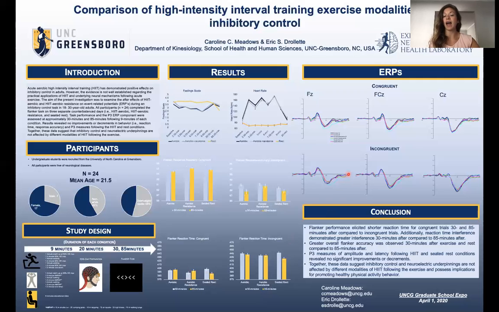And now looking at the neuroelectric results, we used the P3 ERP component, measuring amplitude and latency following HIIT and seated rest, and we see no significant improvements or decrements in these neuroelectric underpinnings. So altogether, looking at the behavioral and the neuroelectric results, the data suggest that these different HIIT modalities are not affected following exercise. However, they do possess implications for promoting physical activity behavior in a time-efficient manner.